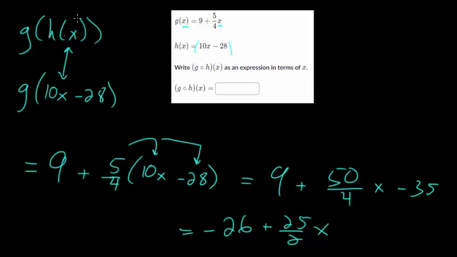So when we plugged h of x into g, our resulting output function is minus 26 plus 25x over 2, this linear function here.